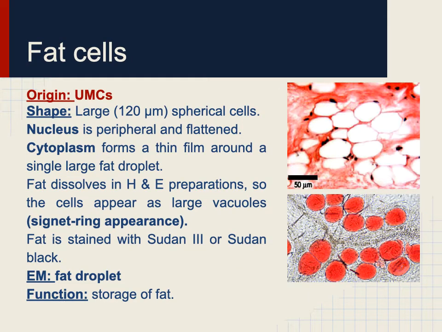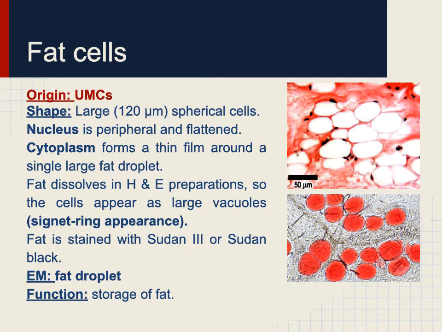Fat cells are another type of connective tissue cells. They originate also from UMCs. They are the largest cells, spherical in shape. The nucleus is peripheral and flattened. The cytoplasm forms a thin ring around a single fat droplet. It is formed of undifferentiated mesenchymal cells, which start to accumulate fat droplets. These fat droplets enlarge, form one fat droplet occupying most of the cytoplasm, and push the cytoplasm and the nucleus to the periphery, forming a signet ring appearance, with a thin rim of cytoplasm, flattened peripheral nucleus, and empty cytoplasm by H and E, by hematoxylin and eosin.